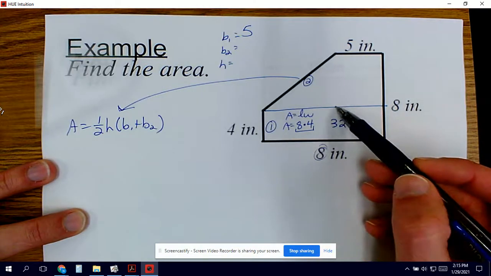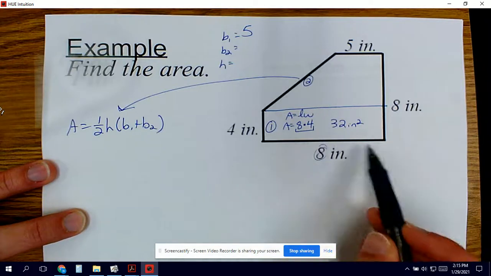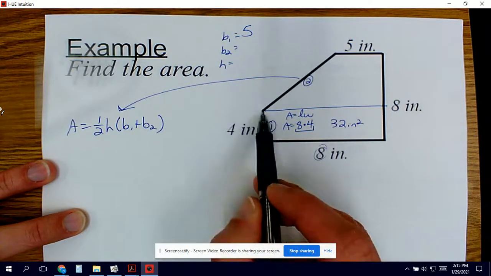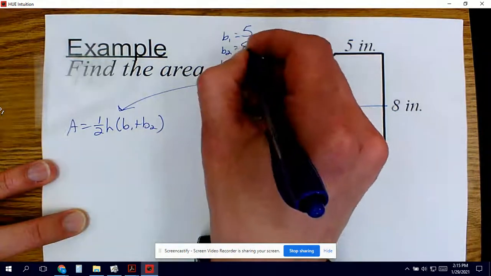It doesn't have a measure, but it should be the same measure as the opposite side of a rectangle. And so if this side of the rectangle is 8, it means that this side of the rectangle is also 8. So base 2 is 8.